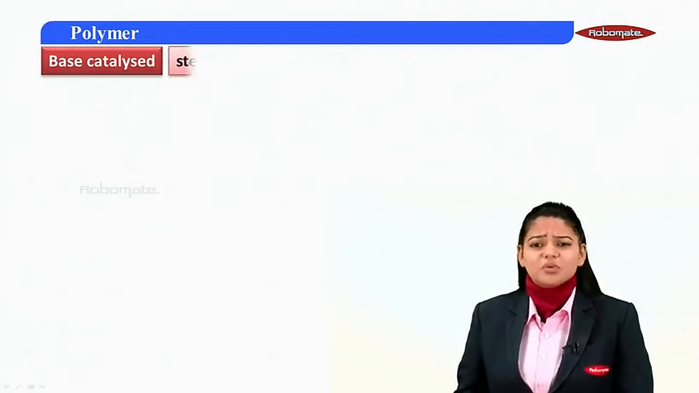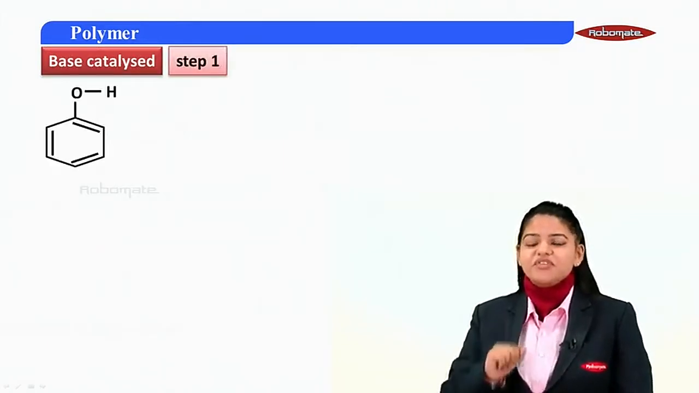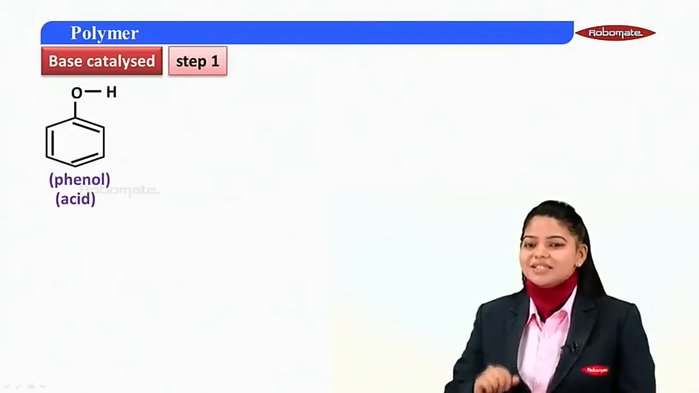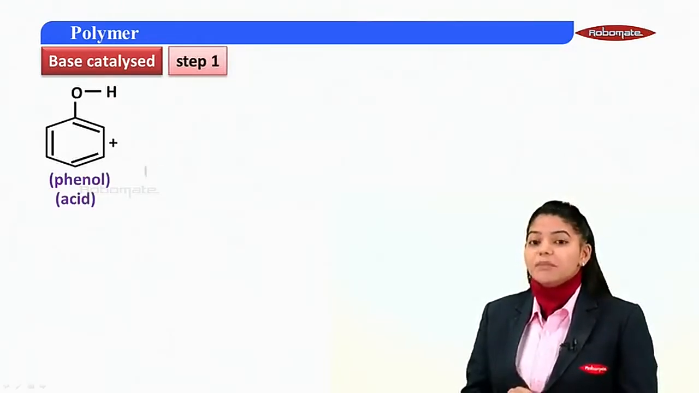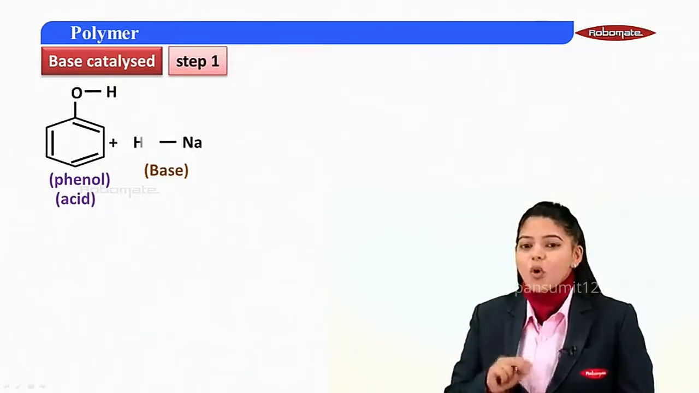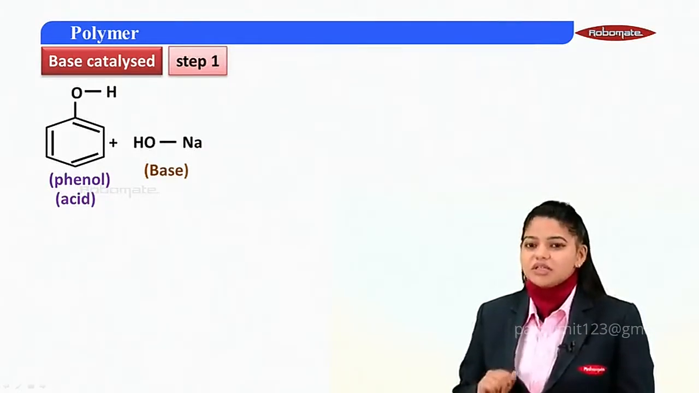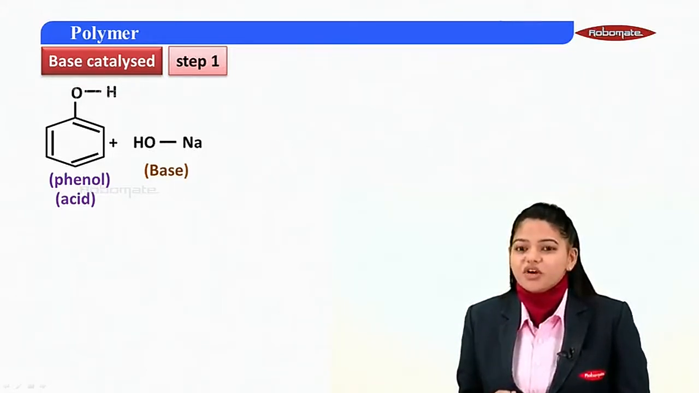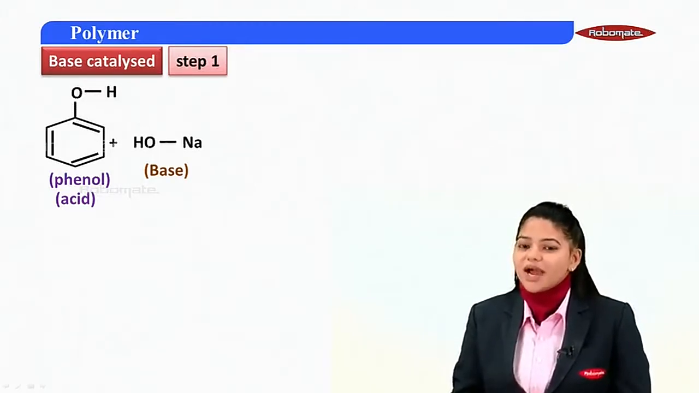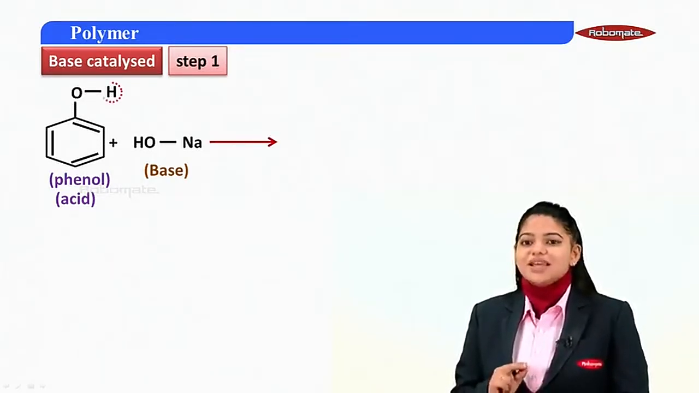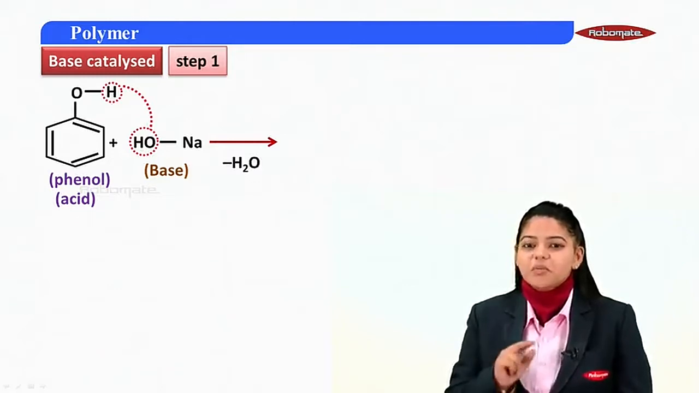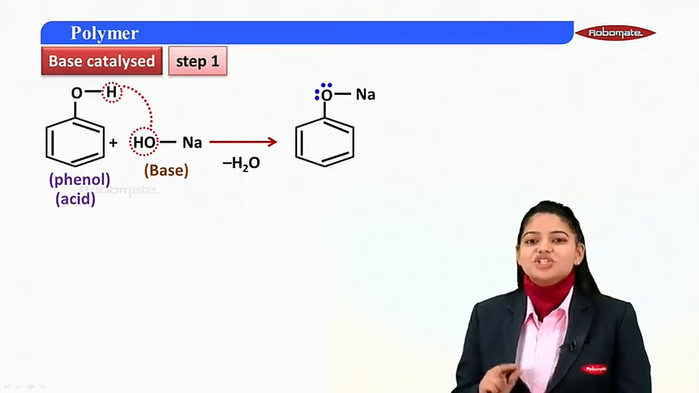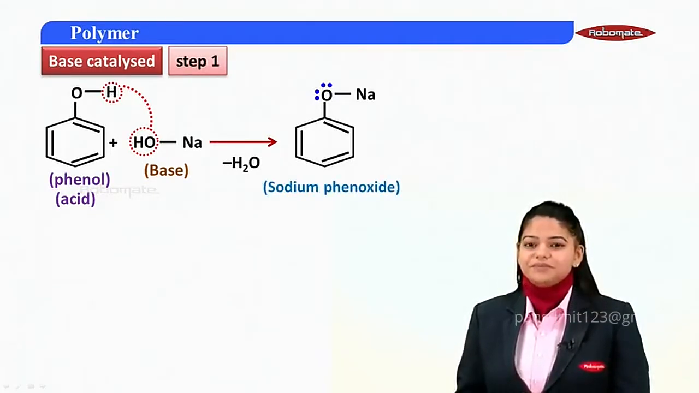For the base catalyzed reaction, what do we take? In step 1, we take a phenol molecule. Now what is phenol? It is an acid. And we take a base, that is NaOH, sodium hydroxide. Now if you can see, students, there is a hydrogen atom of phenol and OH of sodium hydroxide. So there is an elimination of a water molecule, and the product we get is sodium phenoxide.